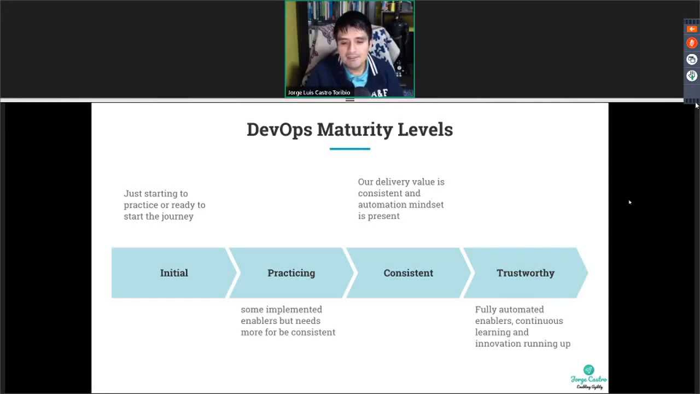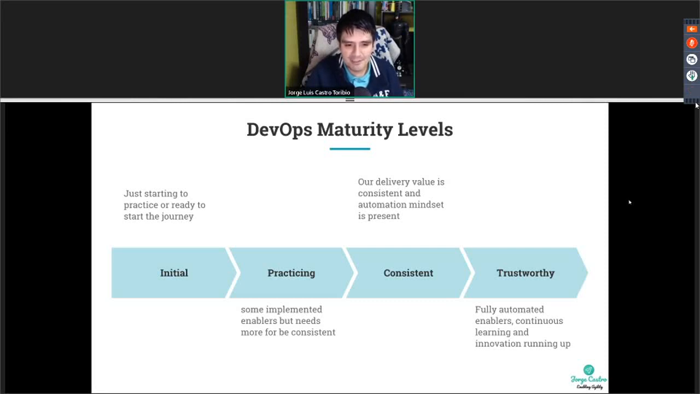And the third level is consistent, which basically means the delivery value is consistent and the automation mindset is present. When I say consistent, I mean that the team already knows the roadmap they need to follow. They are doing the practices, they understand them, and they have some cadences as well. They are starting to deliver value in a flow, in a timely manner, with frequency, with a cadence. And of course, they already understand the automation mindset, which is something critical for DevOps.